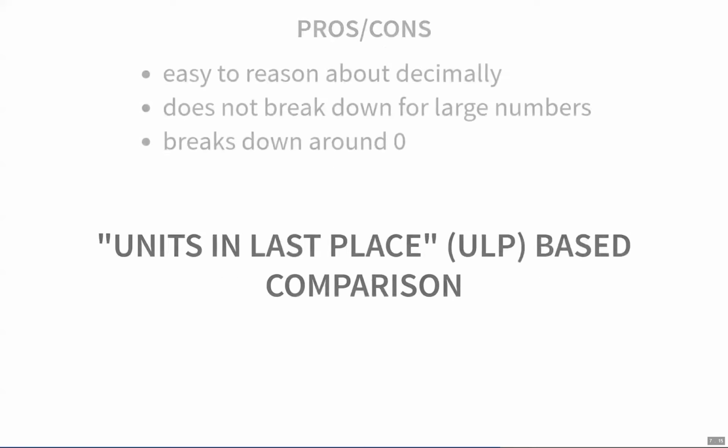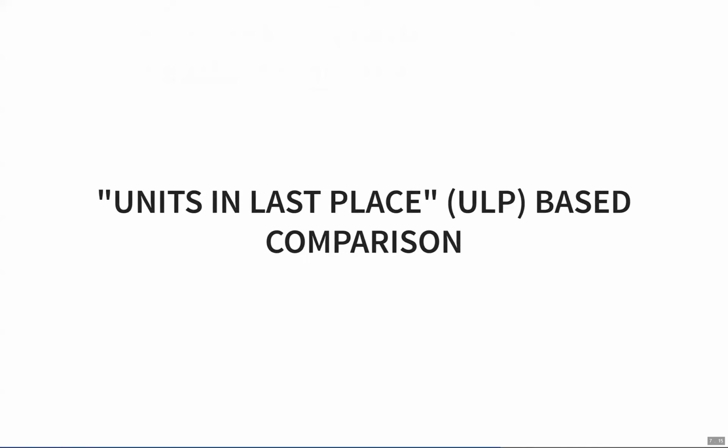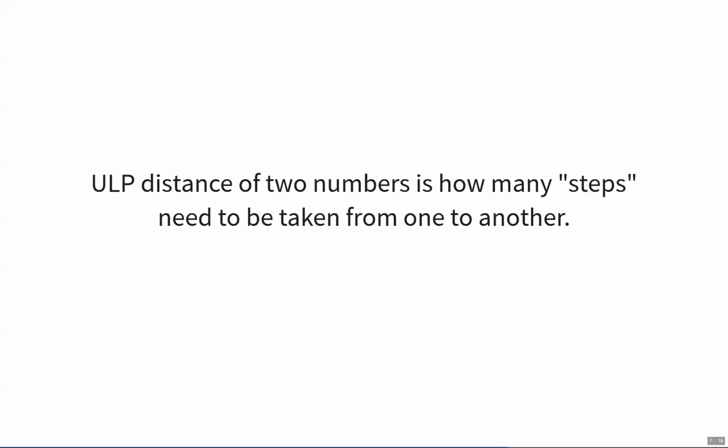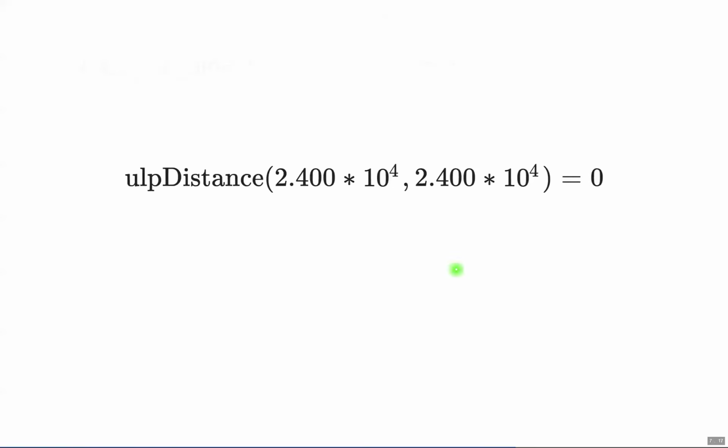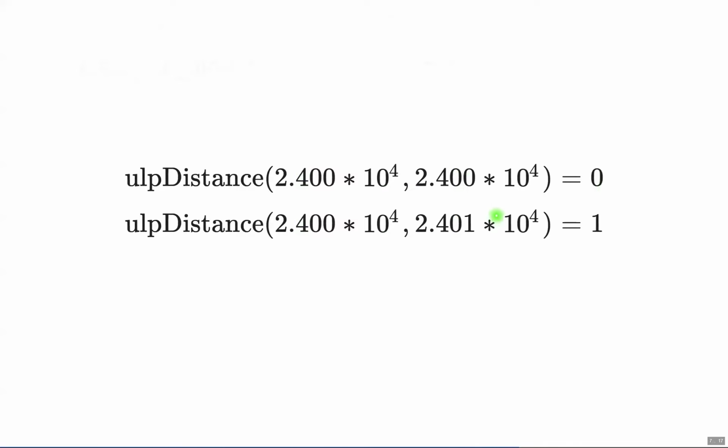Now, let's talk about the best one, except it's not. It works on units in last place. The unit in last place is how many steps there are, like the smallest representable numbers, between two numbers. I will show this with an example. This is the same number, so the distance is 0. Here we have moved exactly one step to a bigger number, so their distance is 1. There is no further representable number between these two due to our lack of precision.